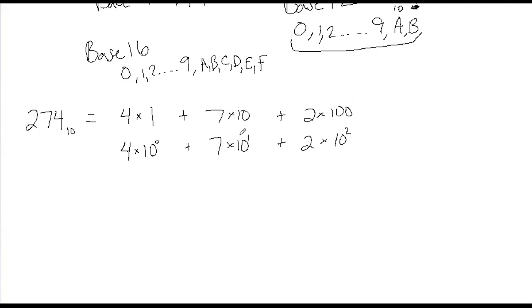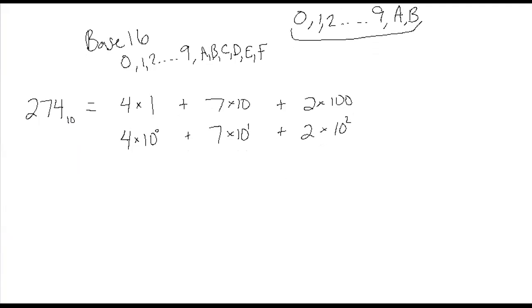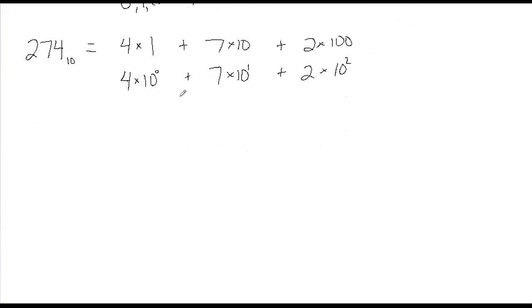See, those are the same. That's just telling us our place value spots. And then when you multiply 4 times 1, you get 4. If you add that to 70 and 200, then you get 274. So now we can do the same thing even if the base isn't 10. So this is example 4.